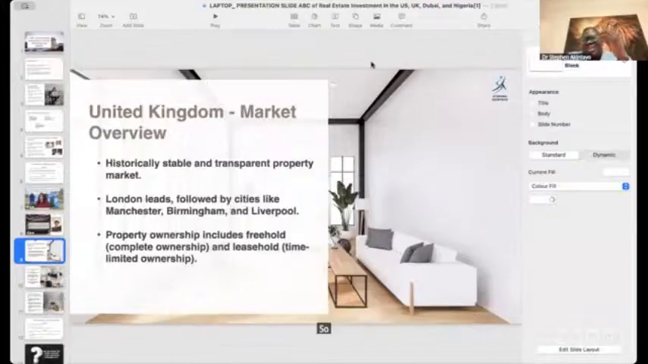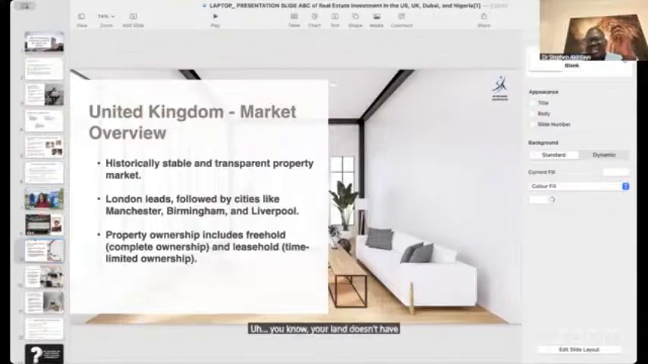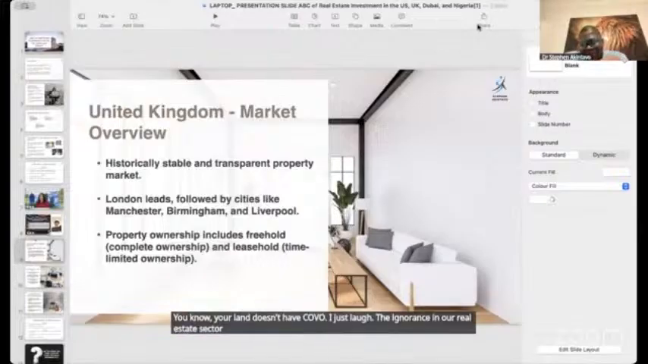So you see, when a lot of people come and start saying your land doesn't have C of O, I just laugh at the ignorance in our real estate sector. Oh Lord.